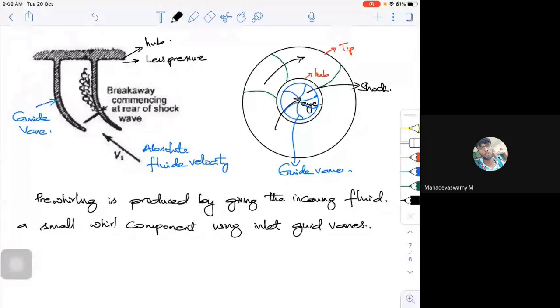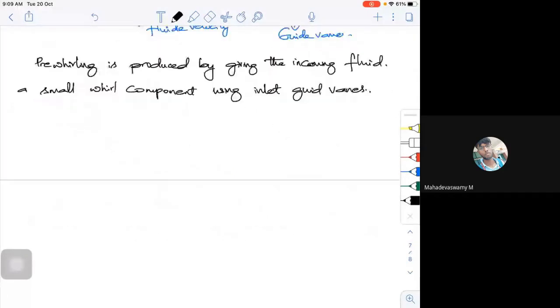Okay, it tries to give a small VW in that particular direction. Maybe if I try to write the velocity triangle for this, you will understand. Let me write the velocity triangle for a no whirl condition. So this is my V1, which is also equal to VF1, and I have U1 and VR1. This is how it looks. This is my alpha 1, which is 90, and this is my beta 1.